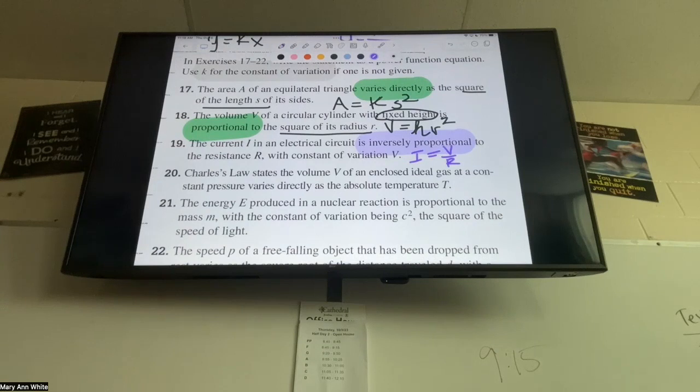Doing good so far? Okay, next one, Charles' law states the volume V of an enclosed ideal gas at a constant pressure varies directly. Okay, that's the key word I was looking for, varies directly as the absolute temperature T. Okay, V is my Y. It says constant pressure, so I'll use a P for my constant. And then it says absolute temperature T is going to be our X. Doing okay with that so far?